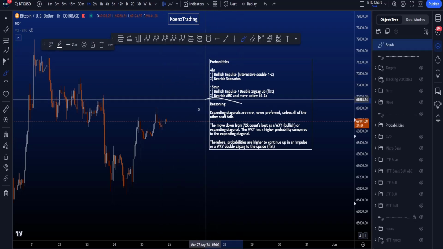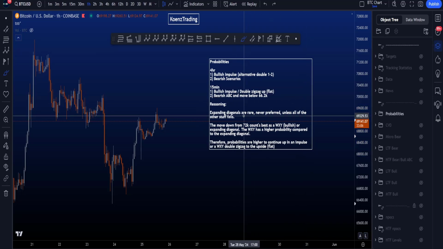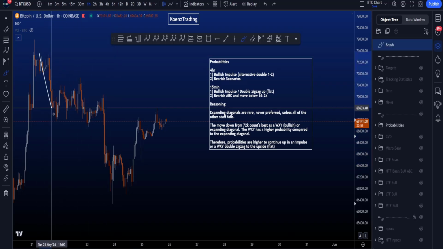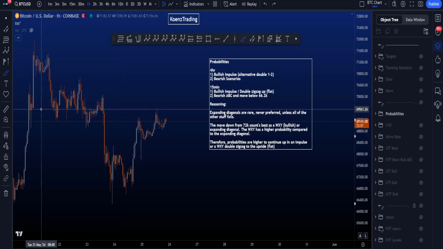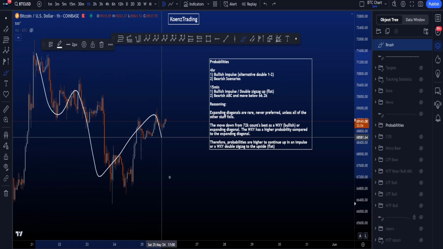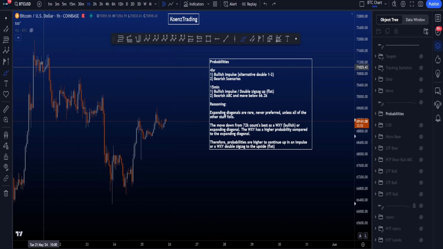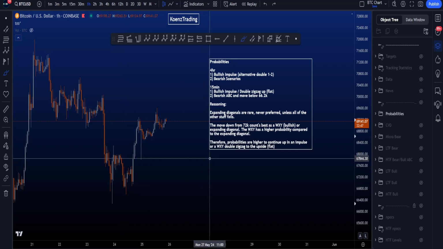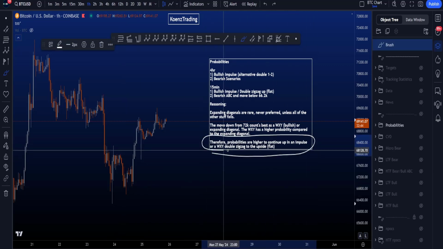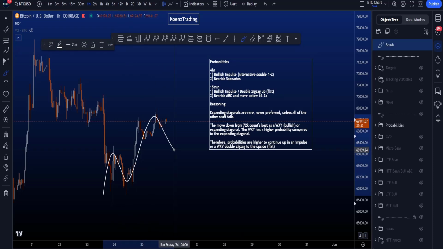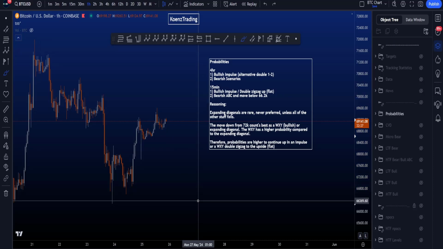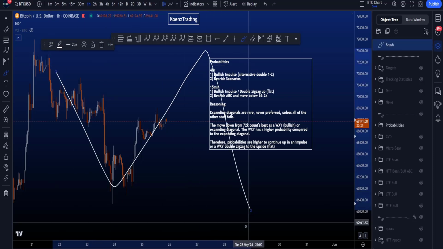The reasoning behind the probabilities is that expanding diagonals are very rare and never preferred unless all of the other stuff fails, and the move to the downside here from 72k counts best as either a WXY or an expanding diagonal in a 1, 2, 3 looking for 4 and a wave 5. Now the WXY here has higher probabilities compared to an expanding diagonal, and therefore the probabilities are higher to continue up in either an impulse 1, 2, 3, 4, 5 wave structure or a double zigzag in a WXY for a potential flat in a bigger ABC.